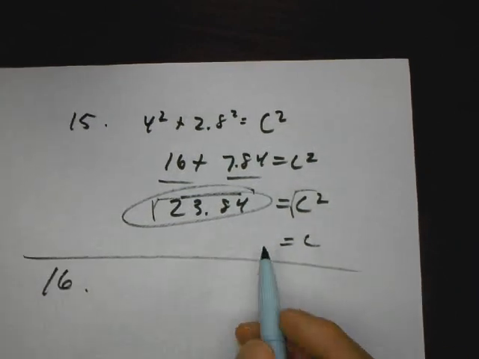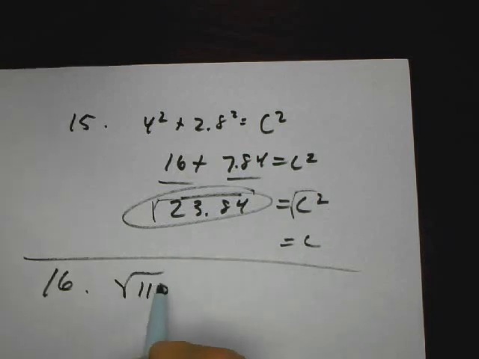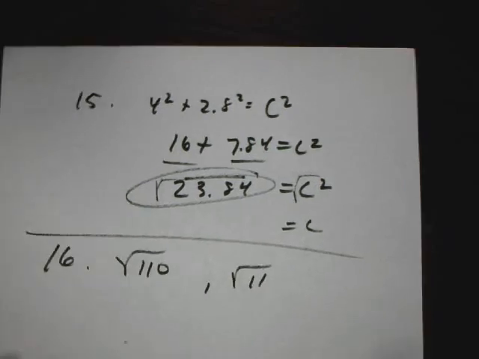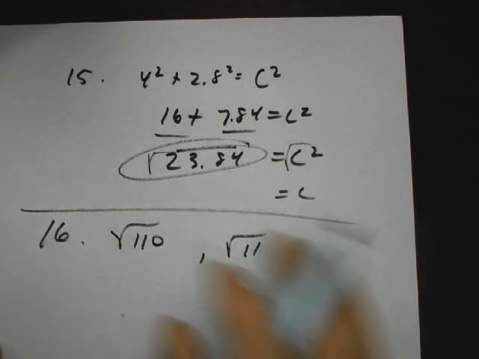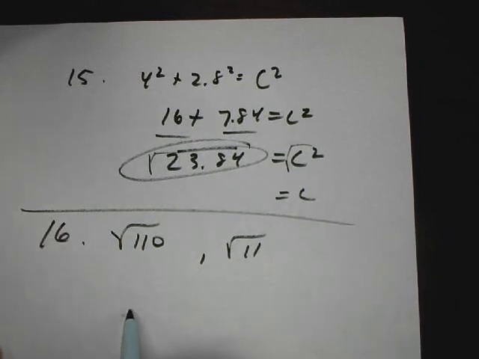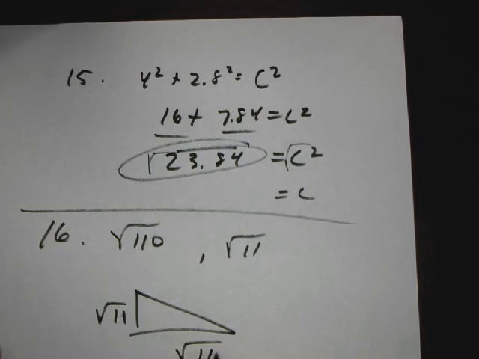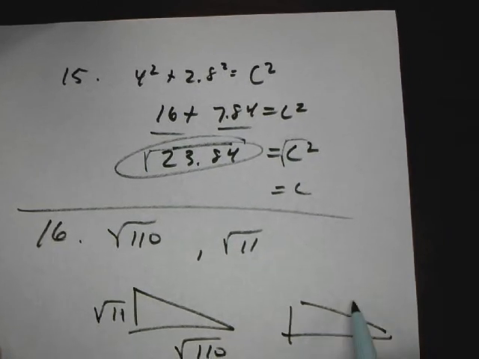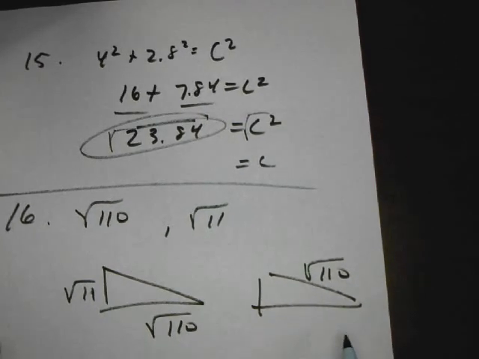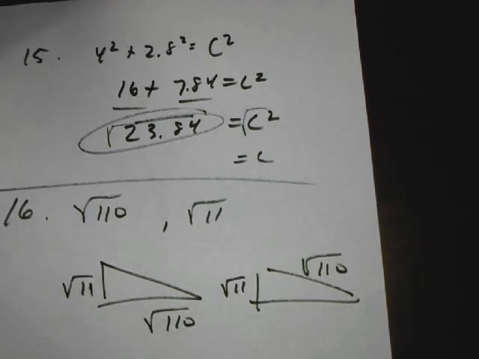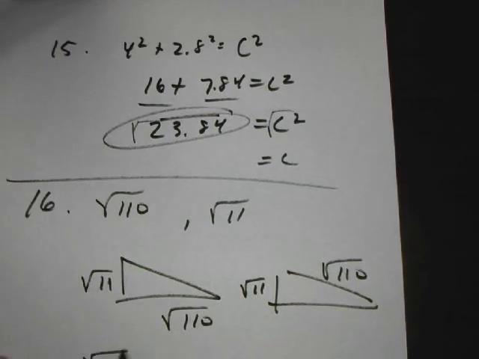All right, number 16. So we got a right triangle with two different sides. This is one side and this is the other. And they say, what are the two possible lengths? Again, the trick here, we talked about this last time. They can both be legs, or the long one can be a hypotenuse and the other one can be a leg. Those are two options. So we set this up like this.